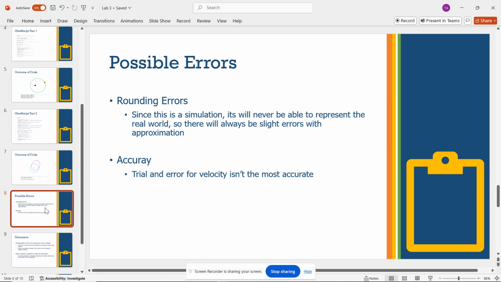Some possible errors in my lab were that there could have been some rounding errors. Since this is a simulation, it's never going to be able to represent the real world. So there's always going to be slight errors with approximation, and using trial and error for velocity values isn't the most accurate, so there could have been some more accurate values that I could have used.